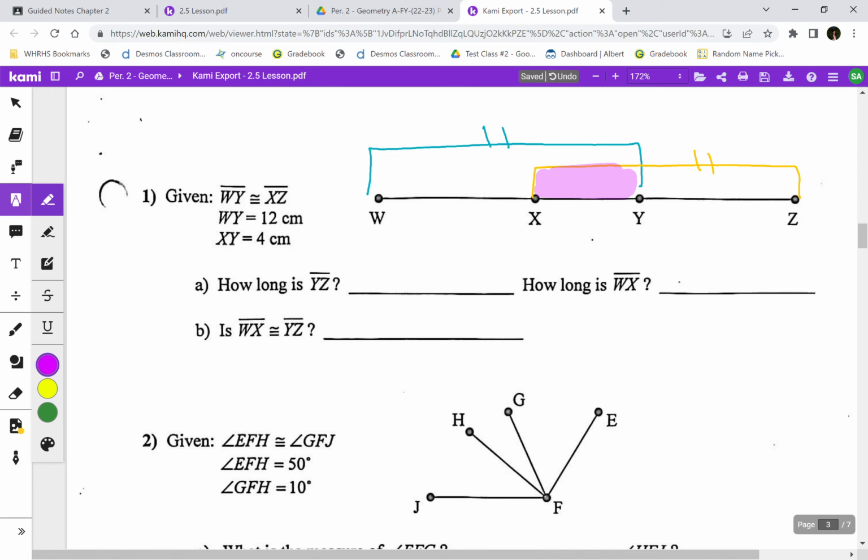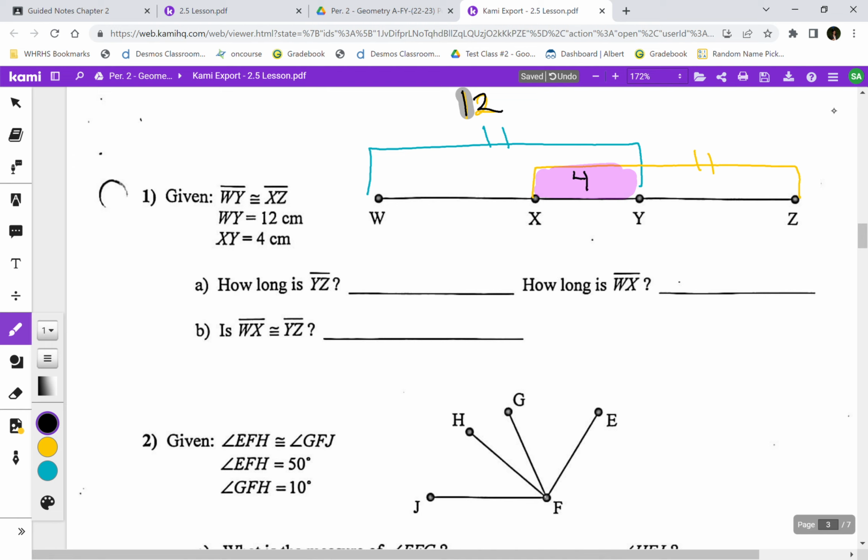Because they overlap at XY, if I were to take WY and take XY from it, and I would take XZ and take XY from it, WX and YZ would end up being congruent. Let's see what I'm talking about with numbers. So we were told that WY is 12 units long, and XY is 4 units long. So that means XZ is 12 because they're congruent.